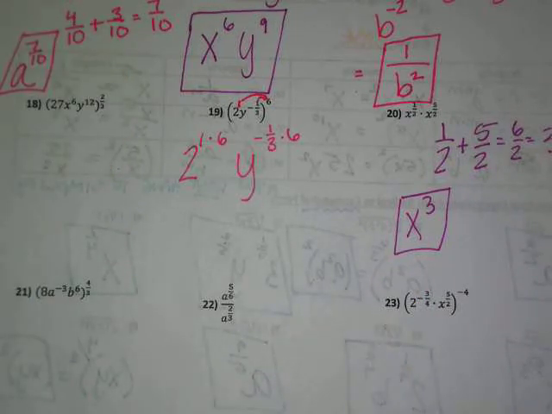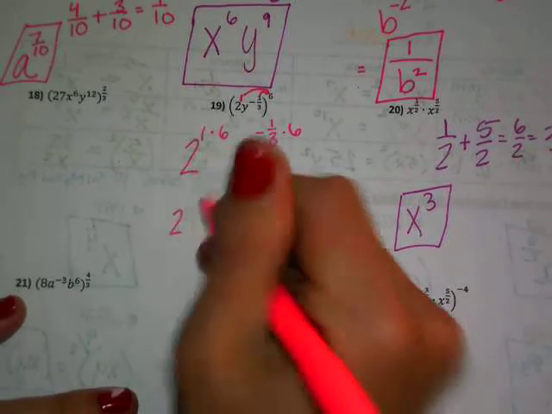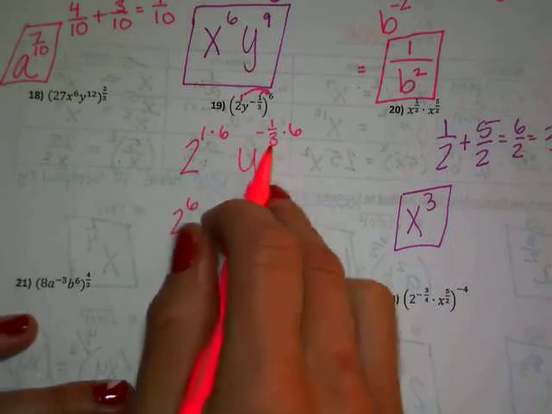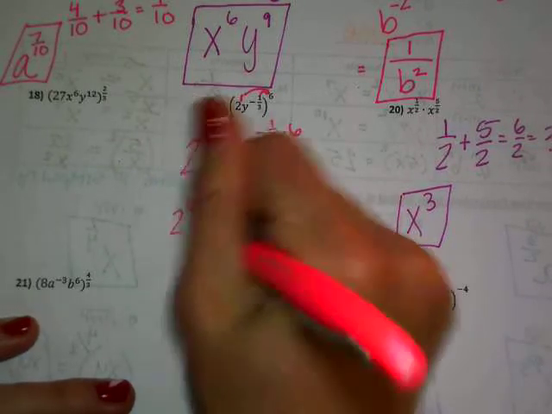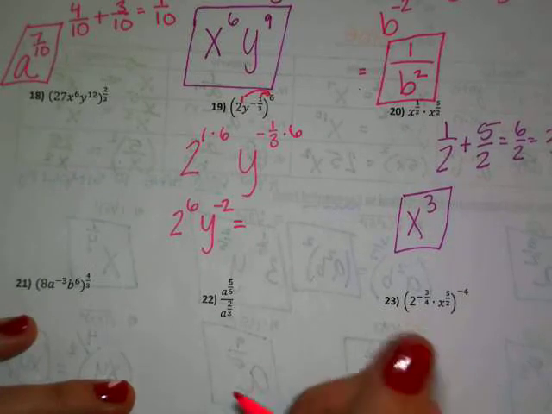So you should only be messing with your exponents, like adding, subtracting, and multiplying them. It's all with the exponents. So think about what exponent there is. What is 1 times 6? 6. And negative 1/3 times 6? Negative 2. All right. So 2 to the 6 is what?